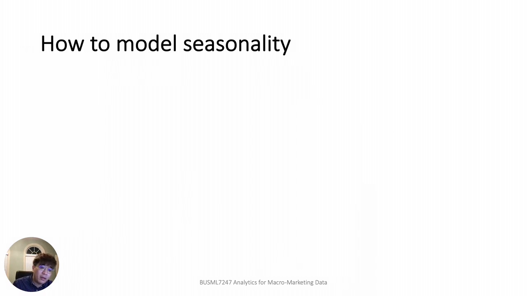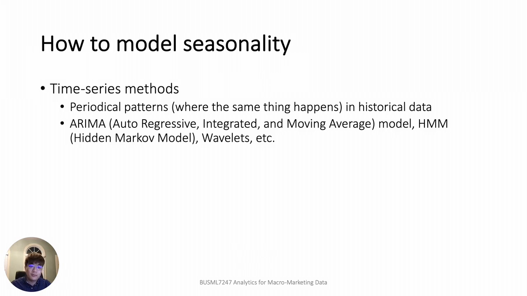There are various methods to model seasonality. A group of methods is time series analysis, including ARIMA, HMM, wavelets, and etc. Those models rely on periodical patterns in historical data, like something that happened 12 months ago happens again. That is, those models focus on identifying the periodical interval, 12 months, from data.